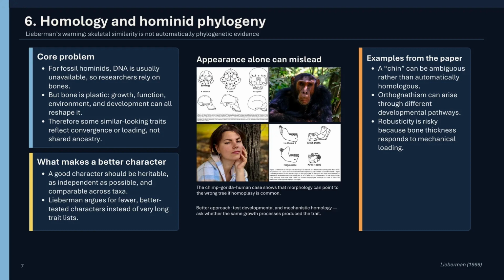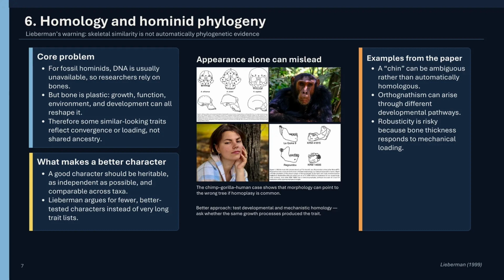For example, orthognathism can be misleading. Orthognathism means the lower face does not project far beyond the upper face. It appears in both Homo and robust Australopithecines, which could look like evidence that they are closely related. But these similar-looking faces arise by different developmental mechanisms. In Homo, facial orthognathism is linked to resorptive growth fields on the anterior maxilla, while in robust Australopithecines, it reflects a different pattern, including relative upper face elongation. Therefore, the similarity is not developmentally homologous and should not be treated as evidence of close shared ancestry.